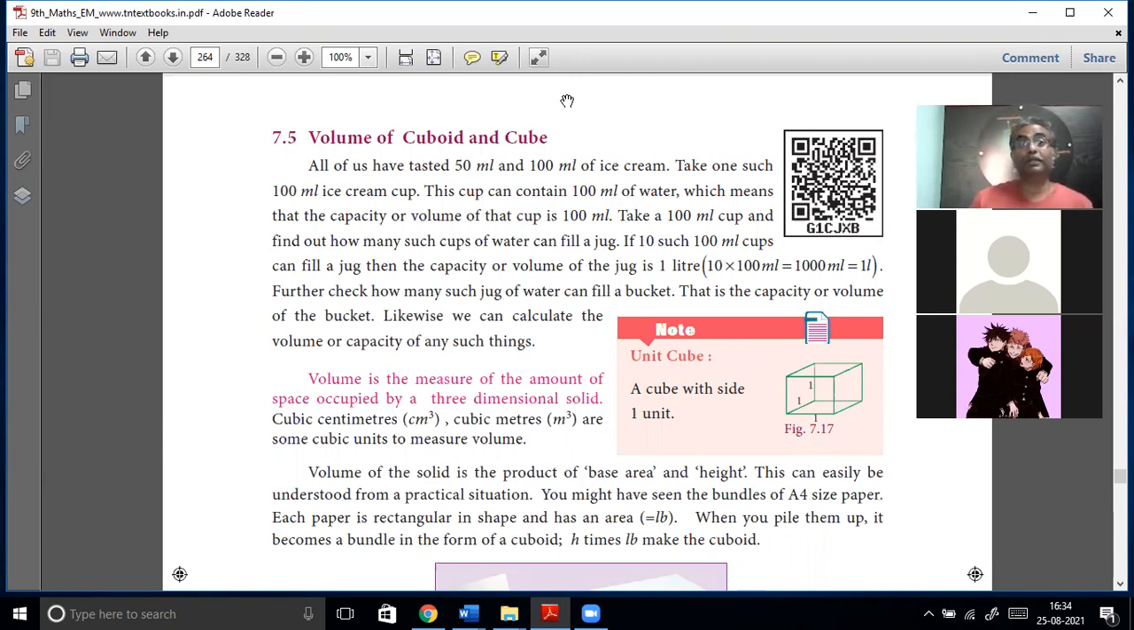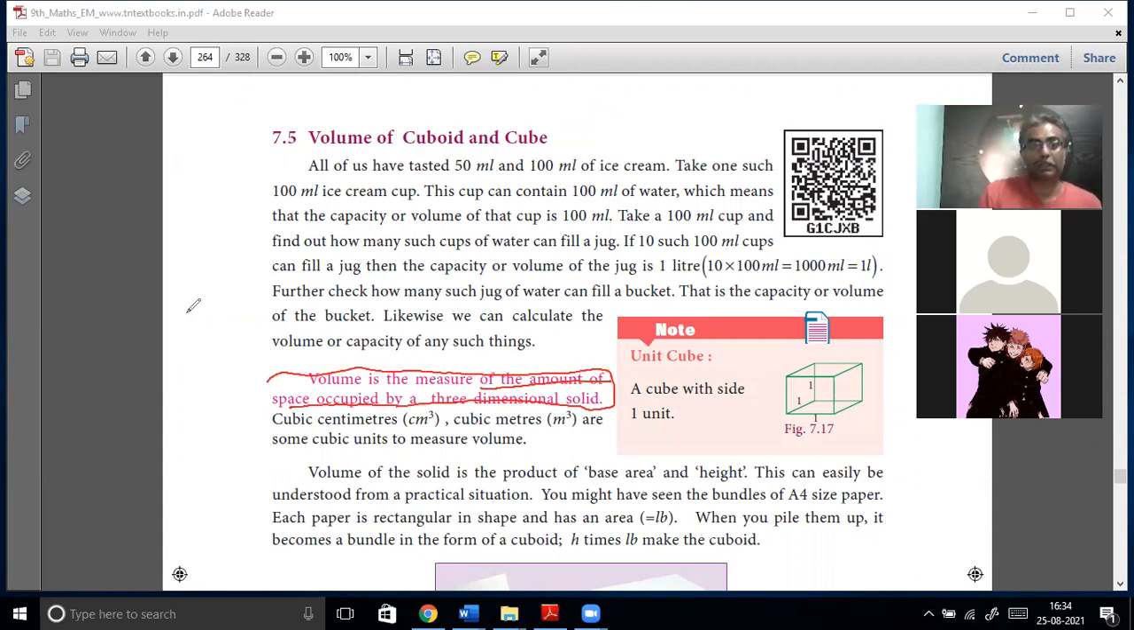Now further check how many such jugs of water can fill a bucket. That is the capacity or volume of the bucket. Likewise, we can calculate the volume or capacity of any such things. So what is this volume? What do you mean by volume? Volume is the measurement of the amount of space occupied by a three-dimensional solid.